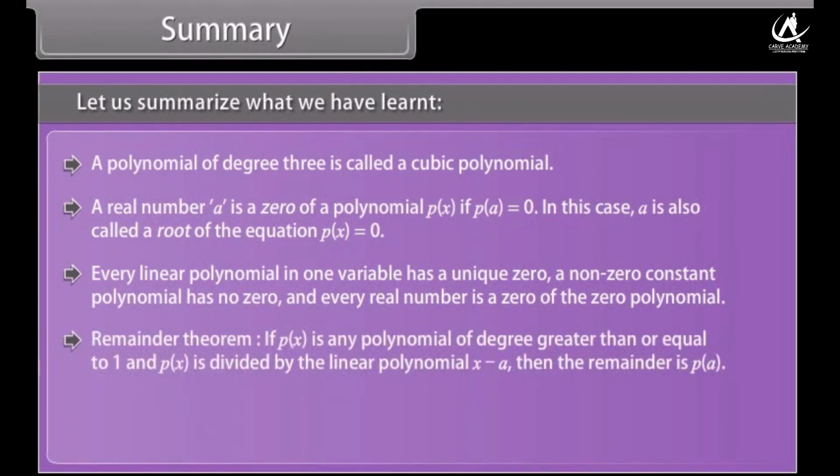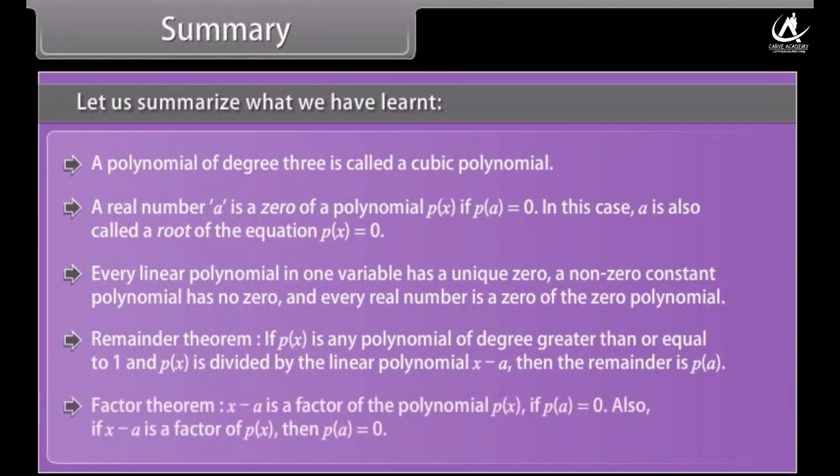Remainder theorem. If p(x) is any polynomial of degree greater than or equal to 1 and p(x) is divided by the linear polynomial x - a, then the remainder is p(a). Factor theorem. x - a is a factor of the polynomial p(x) if p(a) = 0. Also, if x - a is a factor of p(x), then p(a) = 0.